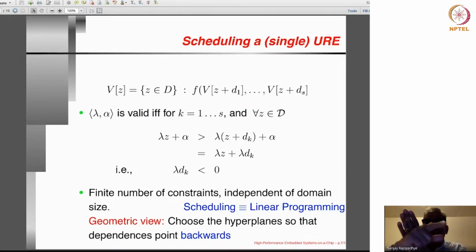Why? Because whatever I need must be scheduled at a strictly preceding timestamp. That's all. So this set of constraints, for all the dependencies that you have in the program, is defining the feasible space of all legal schedules. Now you want to treat the coefficients of lambda as the unknowns, and the dependence vectors d are constant vectors that you have deduced from the program and its dependencies.